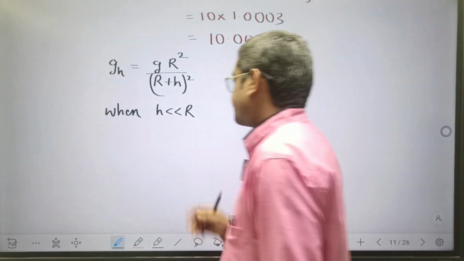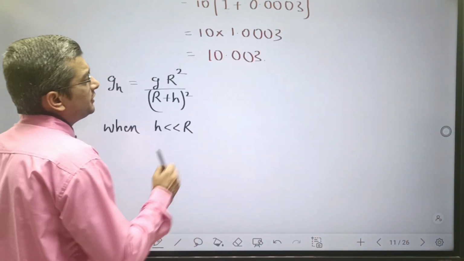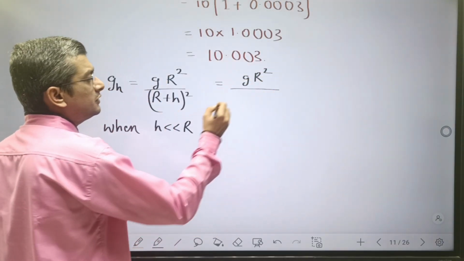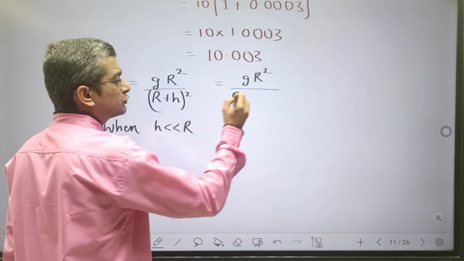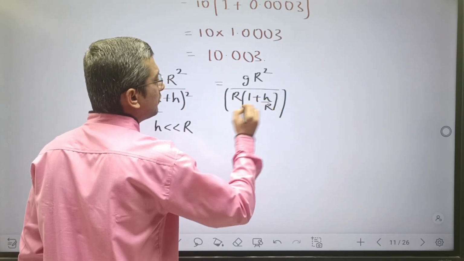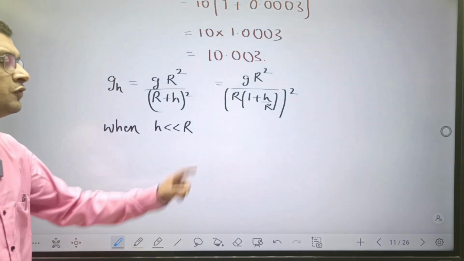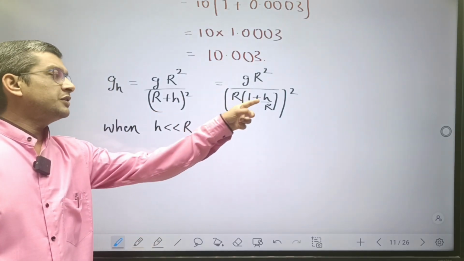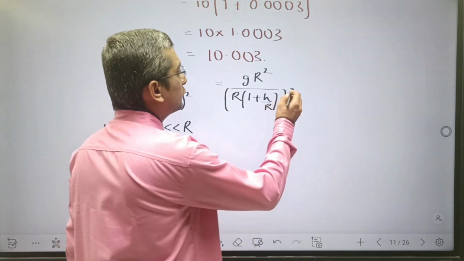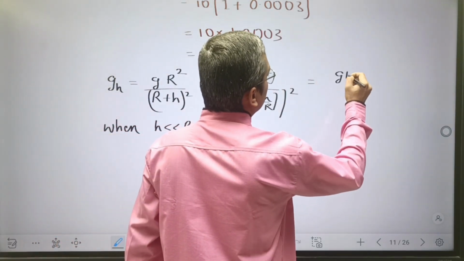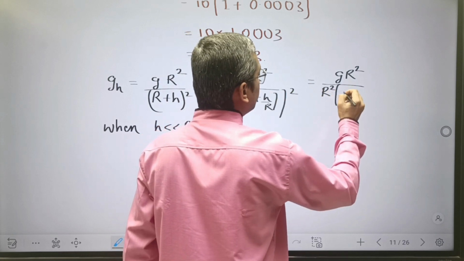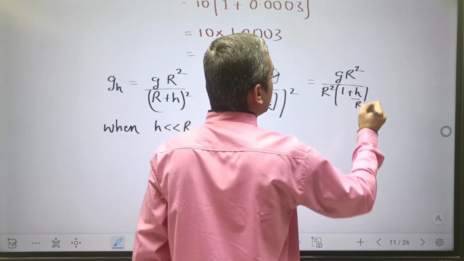So what we do, observe carefully, this can be written as g r square, and from here in this expression I take r outside the bracket, inside the bracket we are left with 1 plus h by r, and the whole to the power square. This is square. If you open the bracket you will get the same result, that is r plus h, r gets cancelled and you are left with h. Now this square, g r square, this power comes as r square, and this will be (1 plus h by r) square.